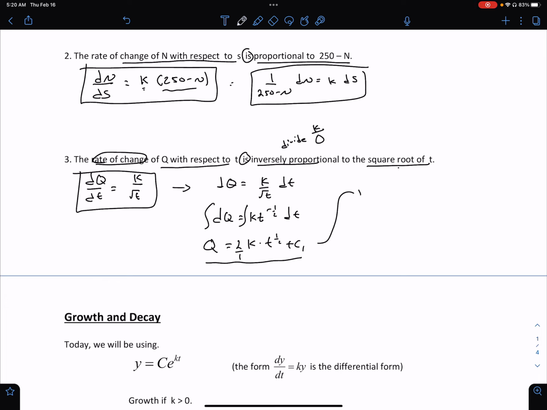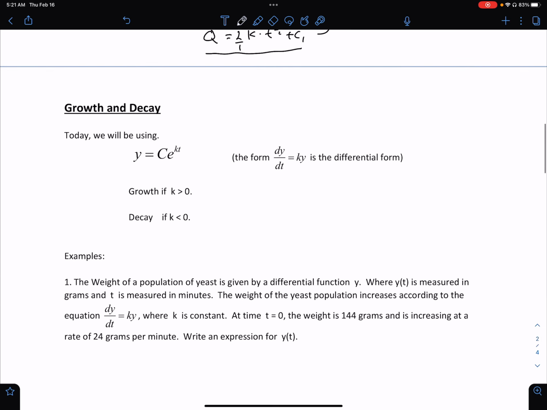But I want to introduce you to my new best friend. This 2 times k. This k is a constant, kind of like the c. So one thing I can do is this can be absorbed. I can just write this again as just k. 2k is just k. We don't write down the k1 or k2. That's really only true for the constants, the c1s. So we get k t to the 1/2 plus c1. So I can write it like this as well. There's our answer.